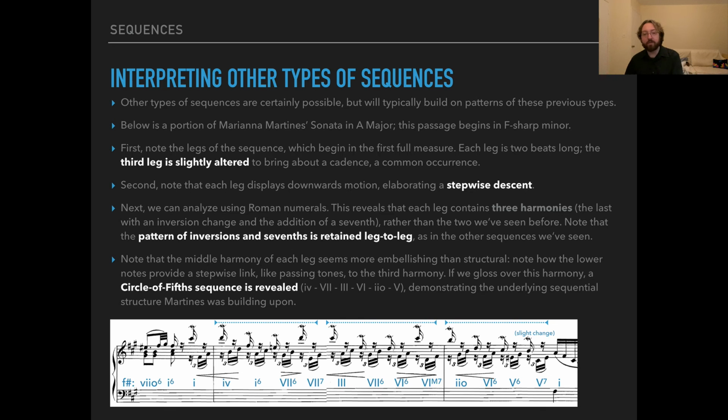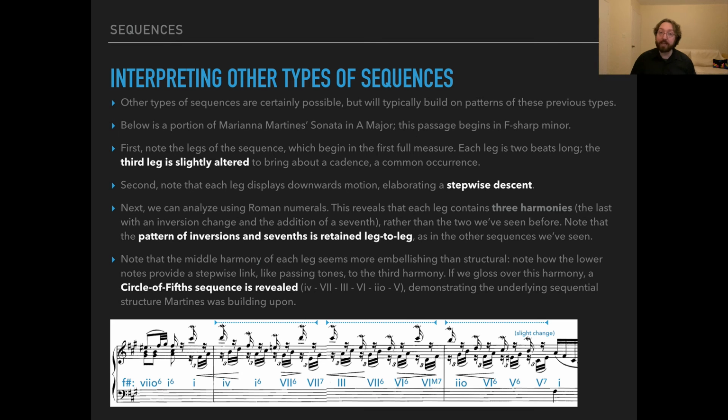So we start with 7 diminished 6, going to 1 6, then a 1 4, 1 6, flat 7 6, add a 7th, 3, 7 6, 6 6, add a 7, 2 diminished, 6 6, 5 6, 5 7, 1. Pardon my wrong note there. This reveals that each leg actually contains 3 harmonies, with the last even having an inversion change in the addition of a 7th, rather than the standard 2 we've seen before.